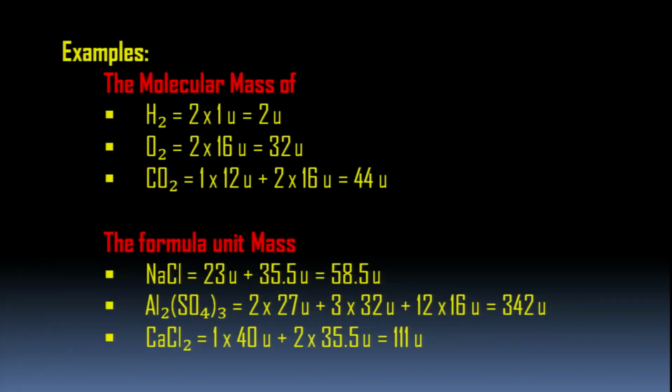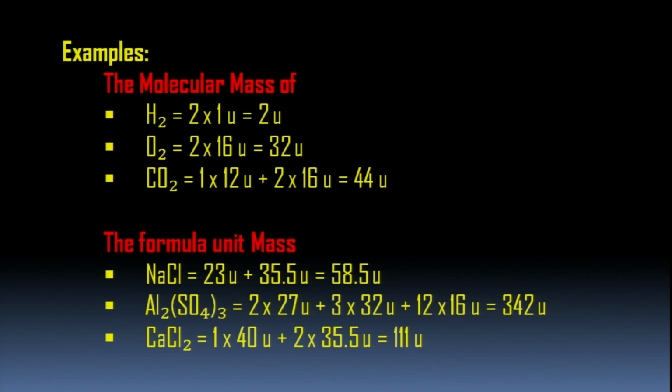Now, formula mass unit. How is it different? As I have told you, it is just for ionic compounds. These are the ionic compounds. NaCl. Sodium, what is the atomic mass of sodium? 23 u. What is the atomic mass of chlorine? It is 35.5 u. Okay. So, combined we have 58.5 u. NaCl.